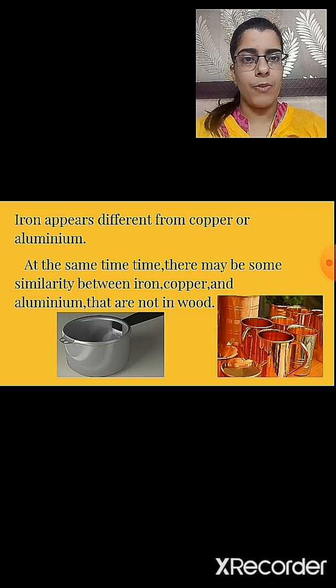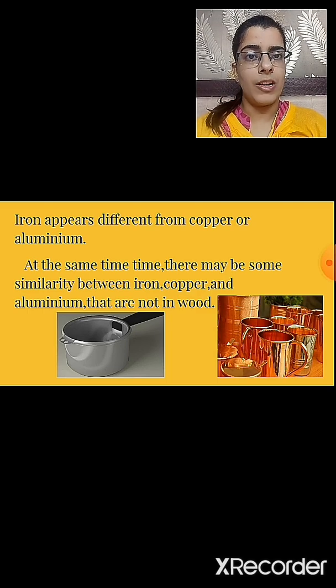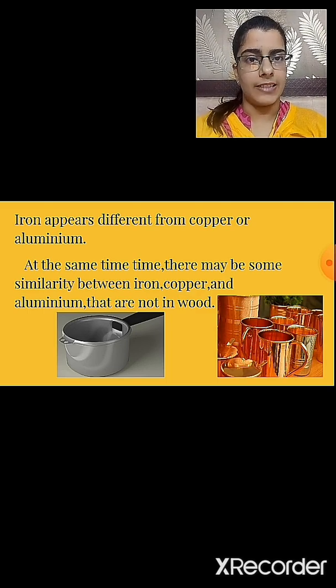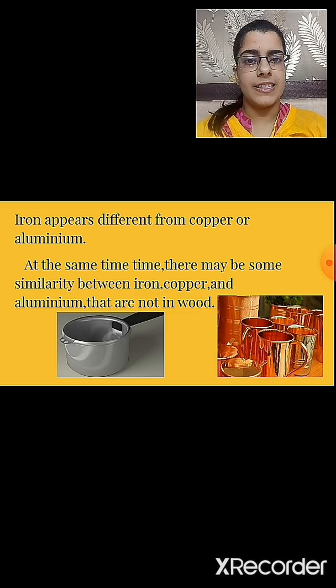Iron appears different from copper and aluminium. At the same time, there may be some similarity between iron, copper and aluminium that is not in wood. We have seen wood appears different from iron. Iron also appears different from copper and aluminium, but iron, copper and aluminium show some similarity. What is that similarity? As iron, copper and aluminium are metals, you may see that they appear shiny, while wood may not appear shiny. Wood appears dull.